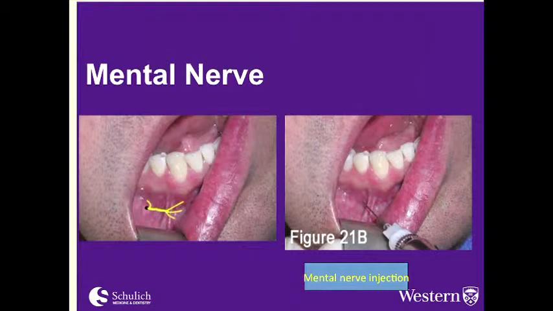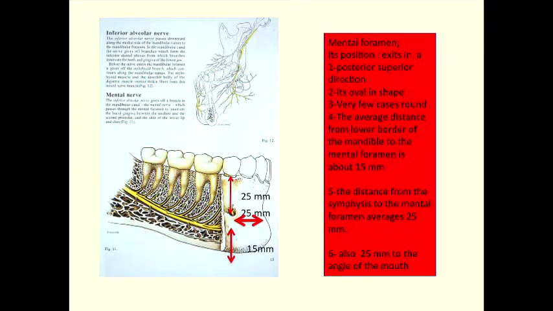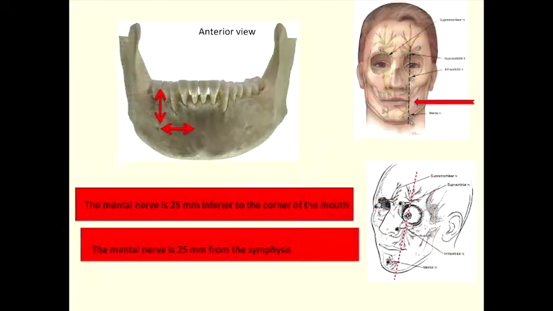Mental nerve. If you want to know where it is, you should remember: 25 from the crest, 15 from below, and 25 from the midline. If you want to know where your mental nerve is, or any patient's mental nerve you can't identify for whatever reason, 25 from the top, 15 from the bottom, 25 from the midline. That gives you where the mental nerve is.